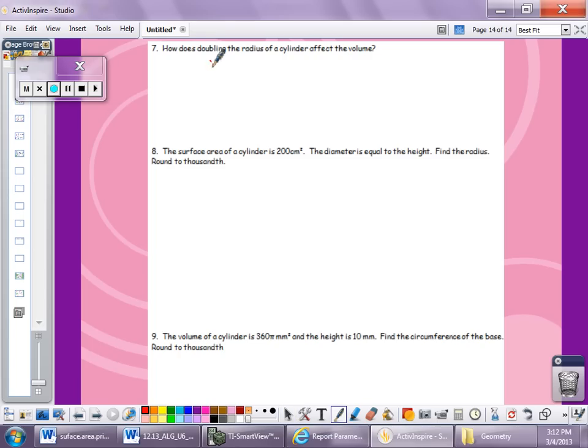So I'm going to start with volume. I start with pi r squared h. And it says to double the radius, so pi (2r) squared h. Remember that the 2r is being squared, so keep it in parentheses. This gives me pi times 4r squared h.